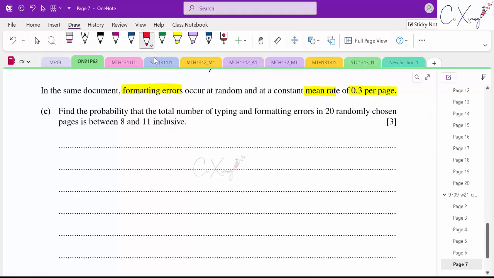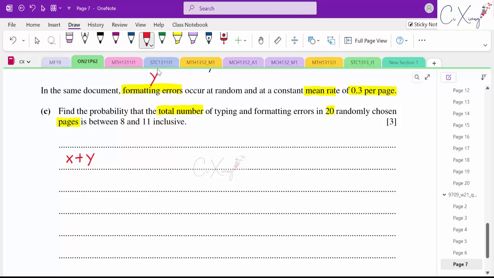So just now, for the typing error, I put the variable as X, right? Maybe this one you have to label as another letter, maybe Y. Find the probability that the total number of typing and formatting errors, where total means you are interested in X plus Y, in 20 randomly chosen pages.